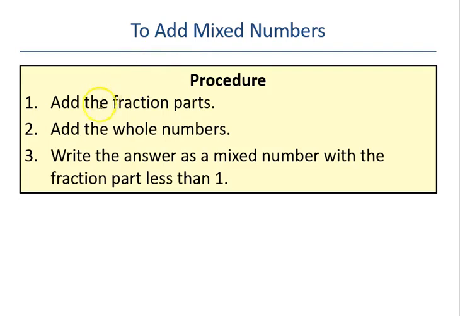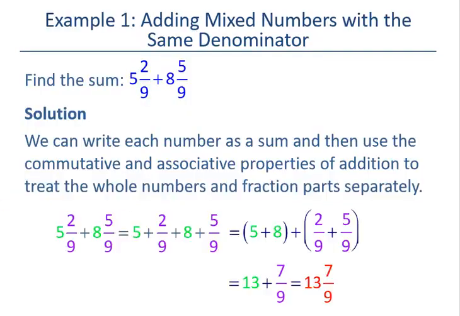Okay, to add mixed numbers, add the fraction parts, add the whole numbers, and then write the answer as a mixed number with the fraction part less than 1. Let's come in here and see what they mean. Notice here it gave us a straightforward example. We're going to find the sum of 5 and 2 ninths plus 8 and 5 ninths.